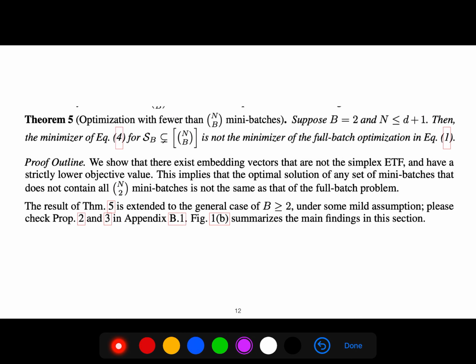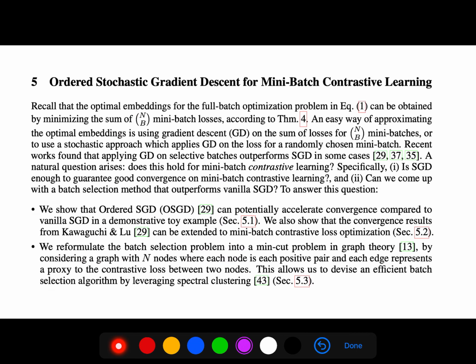If B is equal to 2 and n is less than d plus 1, then the minimizer of the mini-batch loss for S is not a minimizer of the full batch optimization.